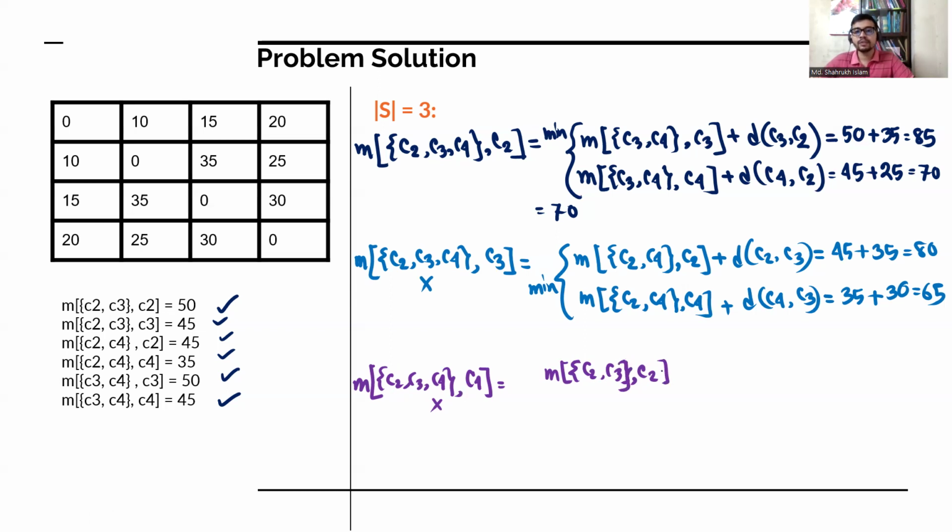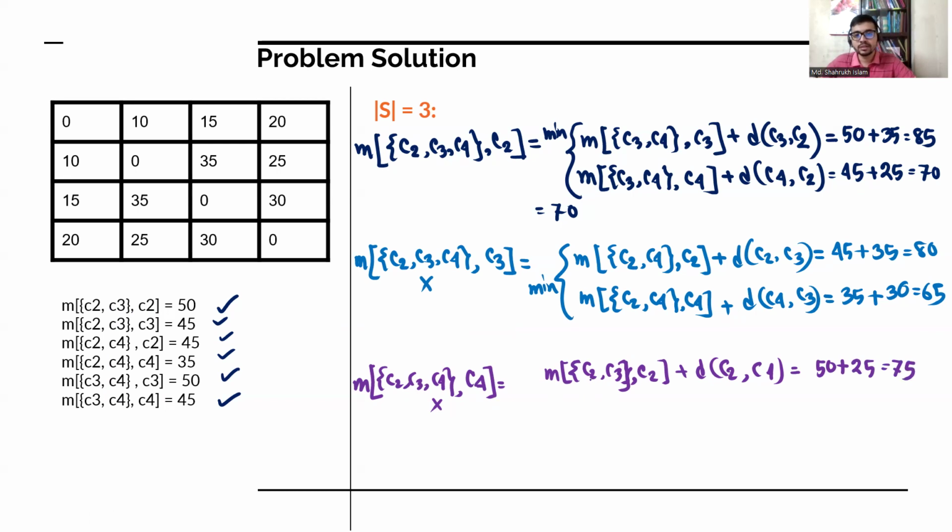then we have to move from city 2 to city 4, because in the bigger problem we have to end our journey at city 4. Okay, let's write it more clearly. So what is the value of this? 2, 3, 2 is 50, 2 to 4 is 25, so this is actually 75.